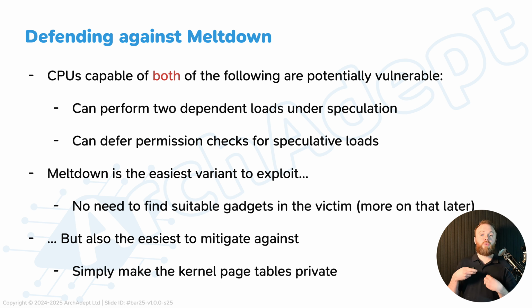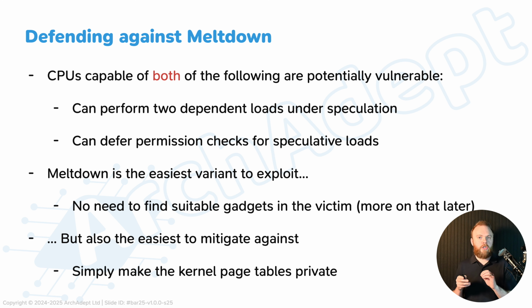Now, when it comes to defending against Meltdown, there are two criteria that must be met in order for a CPU to potentially be vulnerable. Firstly, the CPU must be able to perform two dependent loads under speculation. That's because we need to be able to perform both the speculative load from kernel space memory and also the dependent load from our probe array, where the address of that second load is determined by the result of the first load. In other words, there's an address dependency from the speculative load from kernel space memory to the speculative load from the probe array.